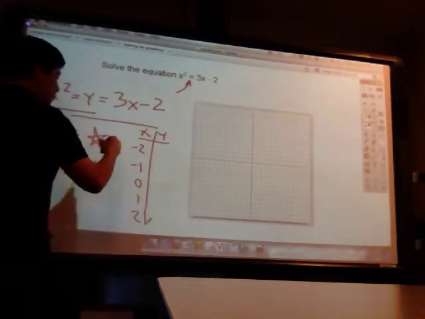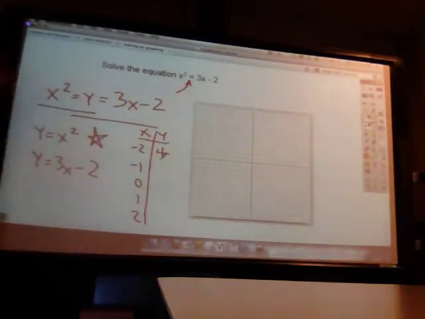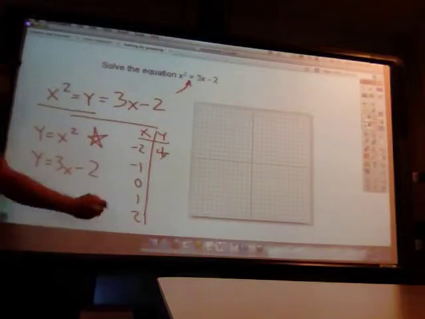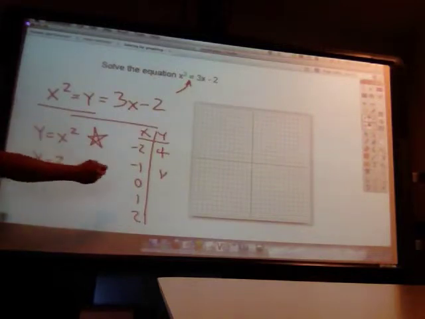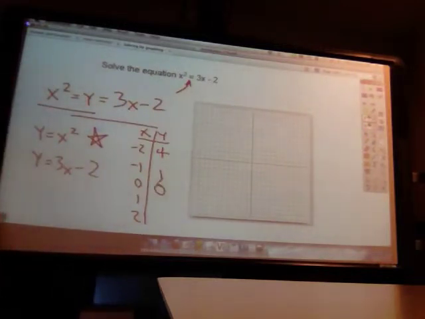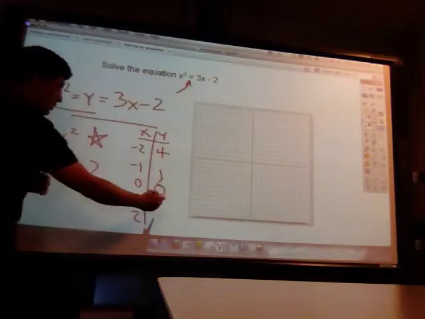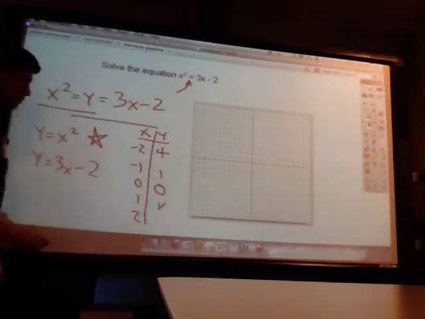Okay, so -2 squared is 4. Nikhil? For -1 squared is 1. Let's keep bouncing back and forth. Oh, yeah, go ahead. 0 squared is 0. 1 squared is 1. And somebody else, 2? 2 squared is 4.